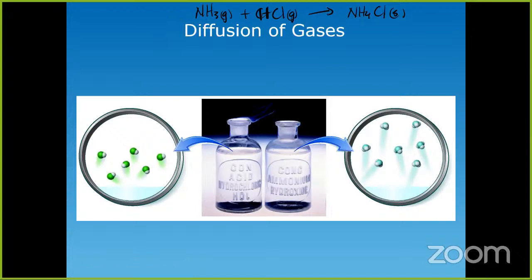is formed at the mouth of the bottle containing the hydrogen chloride and not near the bottle containing the ammonium hydroxide solution? Why do you think that is? They do combine, but they combine close to the bottle containing the hydrogen chloride and not near the bottle containing the ammonium hydroxide. And you guys out there on Zoom, you can also try to answer this question as well. Why do you think that is the case?